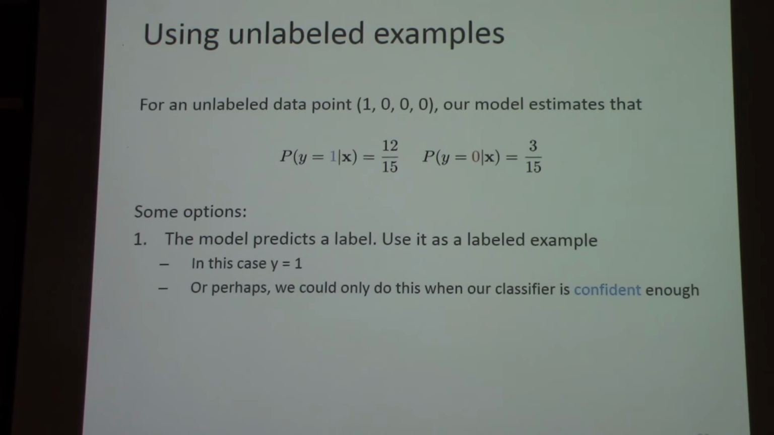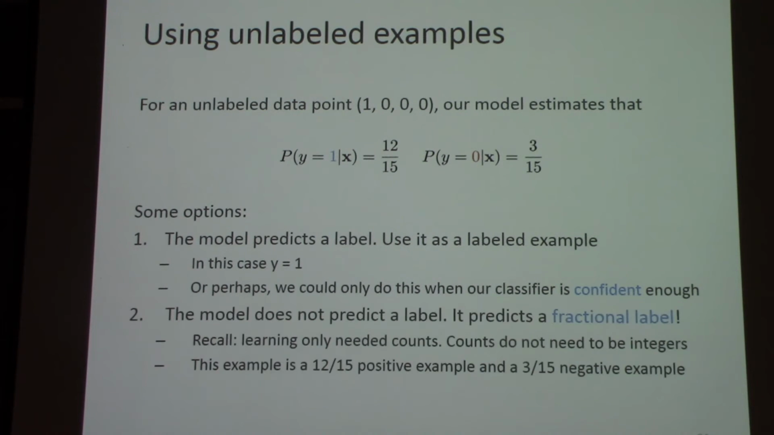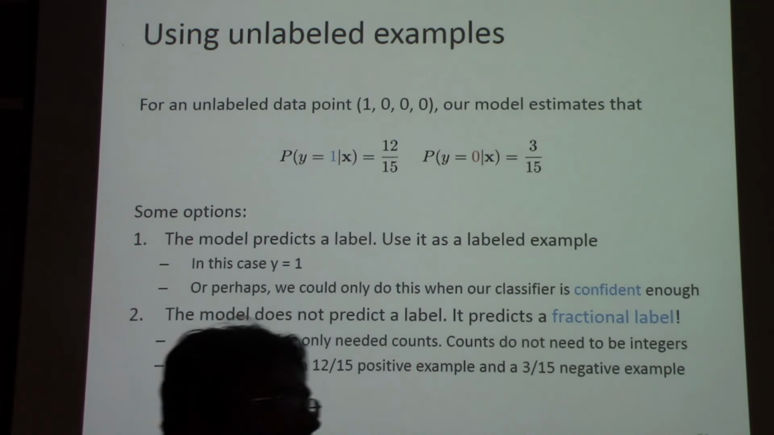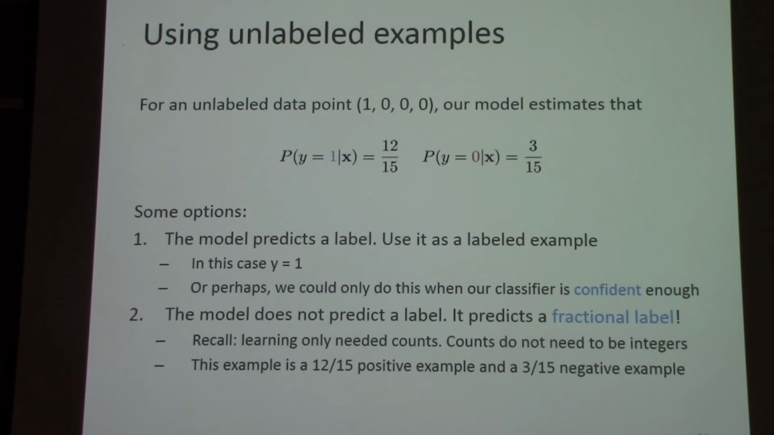Can you do something else? Yes? You can make them 2 examples and weight them with respect to the probabilities. Exactly. Or another way of saying the same thing is the model does not predict the label. It predicts fractional labels. Remember that for training a Naïve Bayes classifier, all we have to do is count. We are counting how many times this feature occurred with this label and such things. Counting is just iterating over these things and adding 1 to the counter, right?